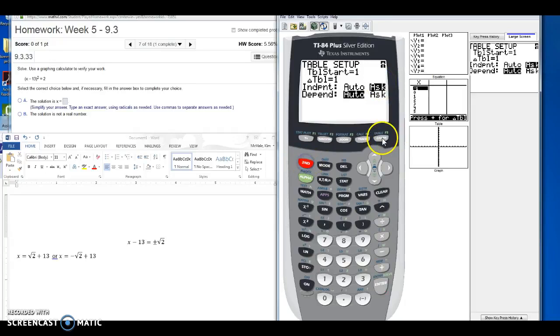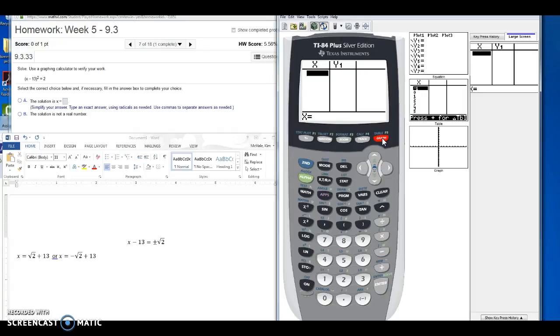What happens then when I go back to second graph in order to open up my table is I'm now allowed to type in a specific x value. So I want to try the square root of 2 plus 13. Enter, and I do get a y value of 2. So that is a solution.